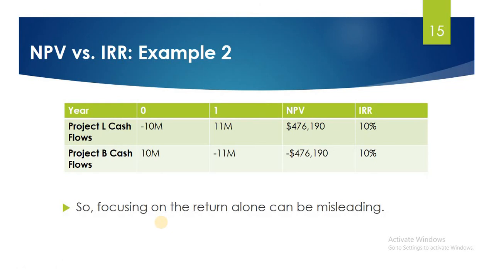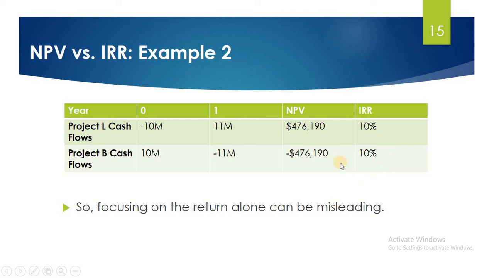Now if you look at the NPV and IRR of both projects, we can see that NPV of project L is 4,76,190 positive, whereas NPV of project B is negative. But if you look at the IRR, both projects have 10% IRR.